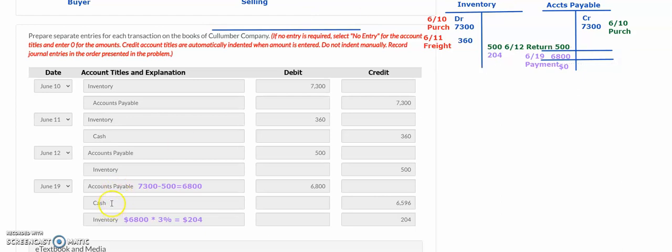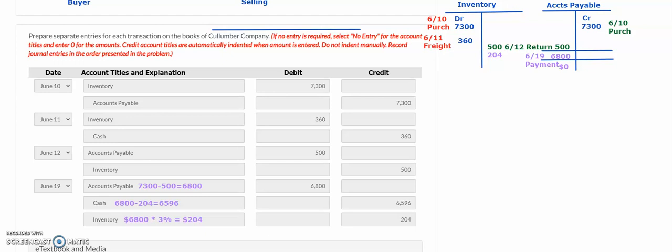And your cash is going to be for the difference. It's going to be $6,800, the amount that you owe, minus the discount, and that will be the amount that is going to be reduced from your cash account.